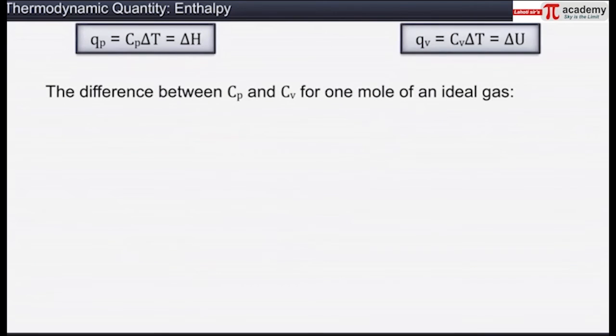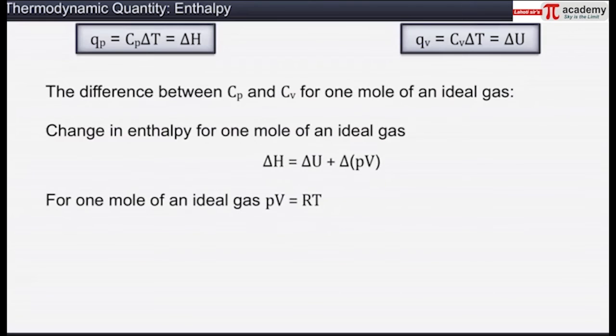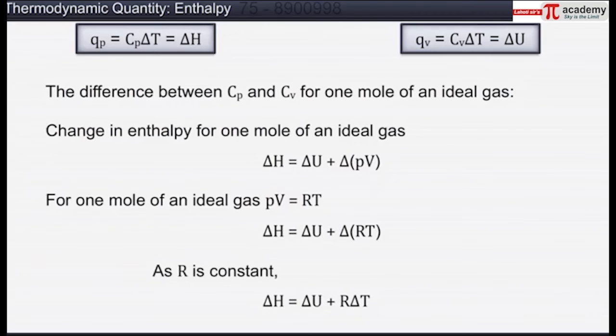The difference between Cp and Cv for 1 mole of an ideal gas can be derived as follows. The change in enthalpy for 1 mole of an ideal gas can be written as delta H equals delta U plus delta PV. For 1 mole of an ideal gas, PV is equal to RT. Hence, the equation can be written as delta H equals delta U plus delta RT. As R is constant, delta H equals delta U plus R delta T.